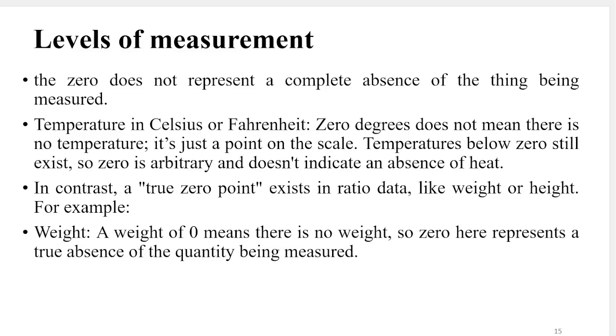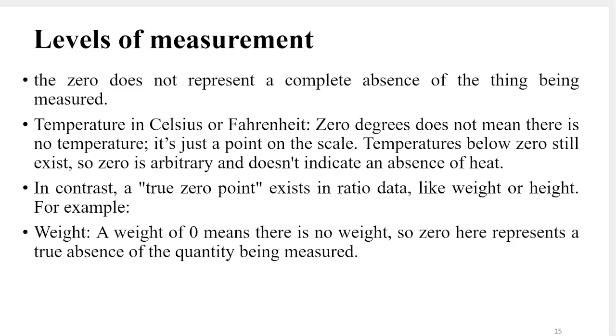In this slide, we will focus on an important idea in the levels of measurement, which is the meaning of 0. In some measurement scales, the 0 does not represent a complete absence of what we are measuring. This type of 0 is called an arbitrary 0. A good example is temperature in Celsius or Fahrenheit.